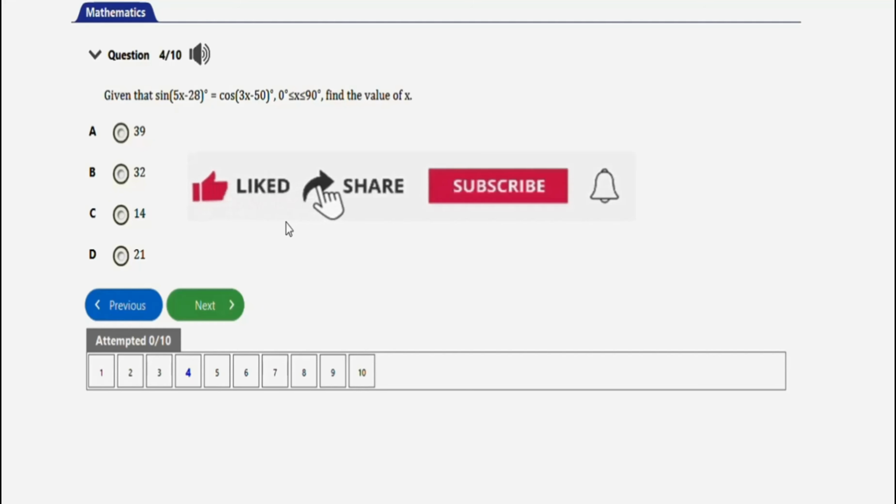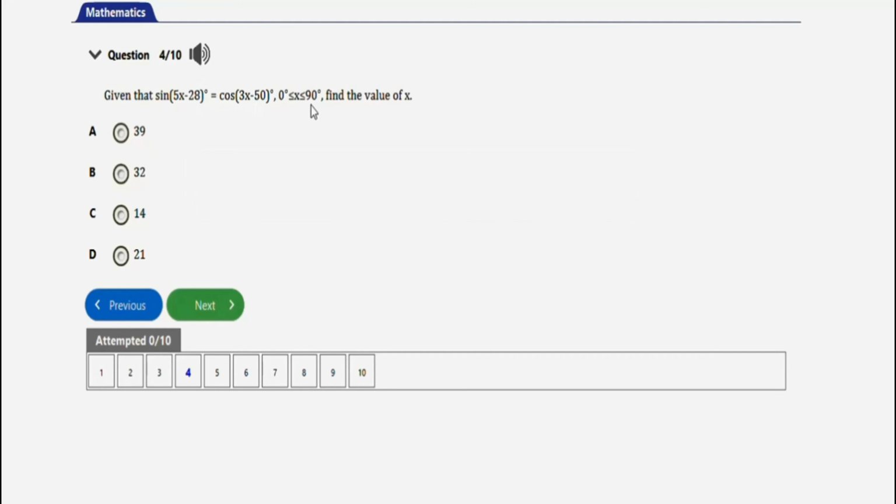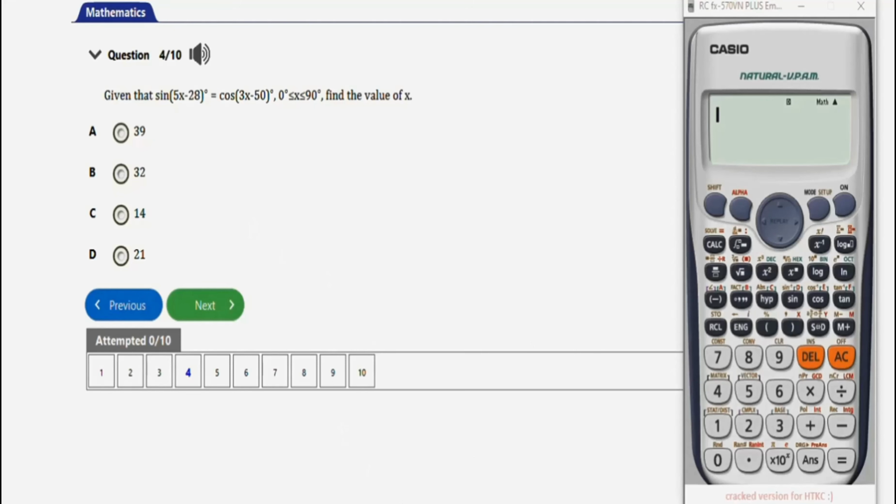The next question will be this one. So this question says, given that sine in bracket 5x minus 28 degrees equals this, values ranging from 0 degrees to 90 degrees, find the value of x. So for this question, I'm going to be substituting values of x, looking for the one that gives us equal values at both the left and right side of this equation. Alright, so let's use the calculator. So let's experiment when our x is 39.